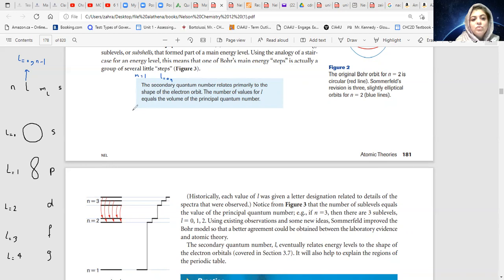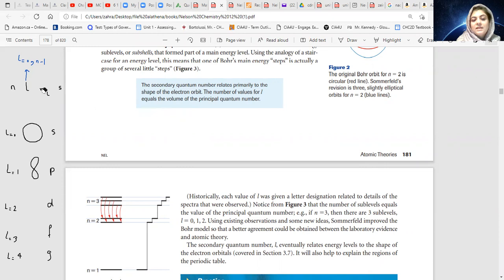When n is 2, l goes from 0 to n - 1, and 2 - 1 is 1. So it could be 0 or it could be 1. If it is 0, it's a sphere. If it is 1, it's a dumbbell. So you could have two shapes. And so on. For n = 3, l is from 0 to 2: 0, 1, and 2.